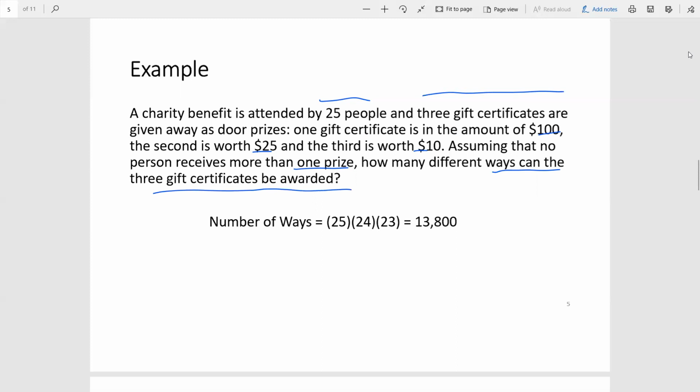Okay, well, to start off with, there are 25 people attending, so there are 25 people that could get first prize. After that is given away, there are 24 people left, and so there are 24 that could get the second prize. And then after that prize is given, there are 23 people left. So the total number of ways that these prizes can be given is 25 times 24 times 23, which is 13,800.